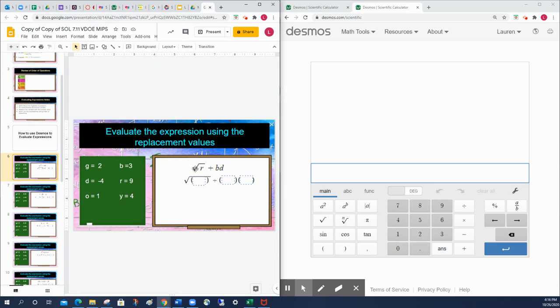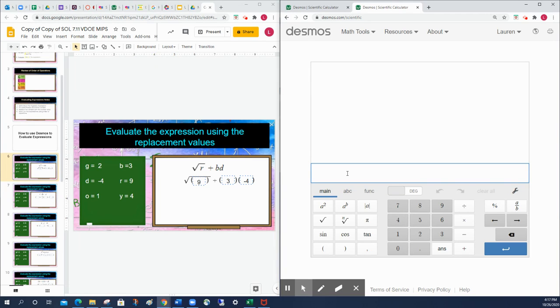So whenever we have an r, we're going to plug in a 9. So we're going to go ahead and plug that in, 9. And then we have plus bd, and notice how we're using those parentheses to show that substitution. So b equals 3, and d is equal to negative 4. So all we did was just plug it in. Notice, once again, we have those parentheses to show that substitution. It's very important. Now, we're going to go over to Desmos.